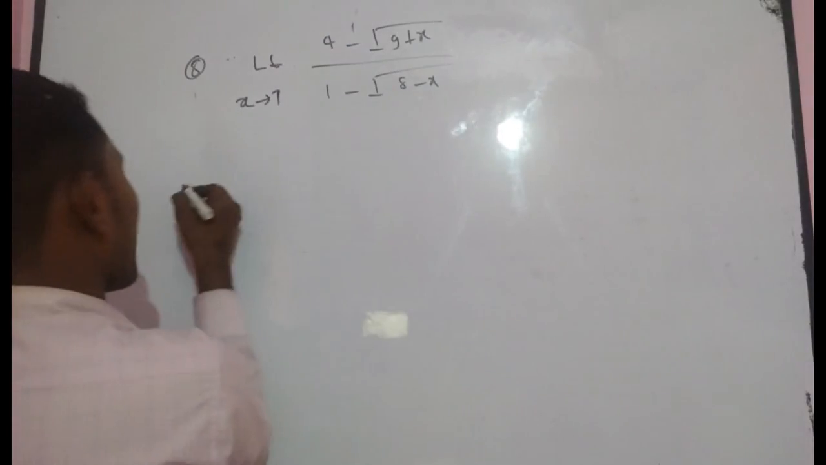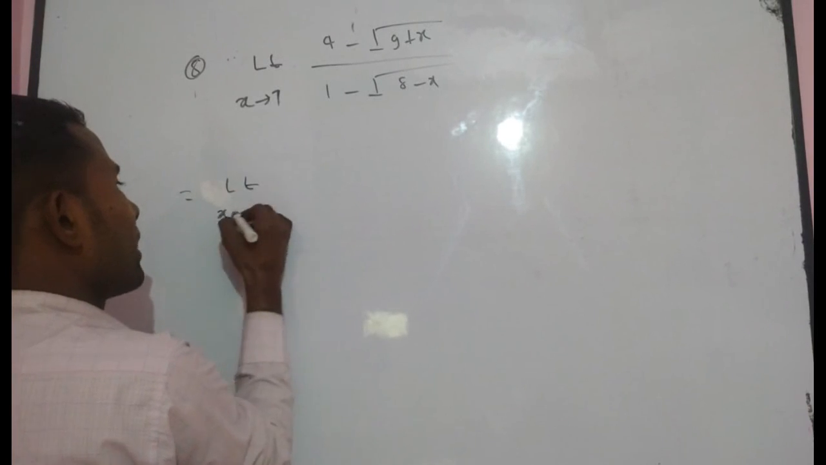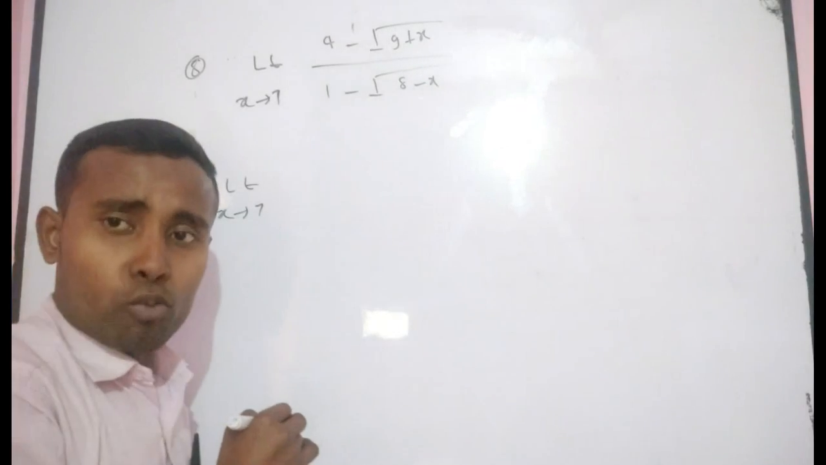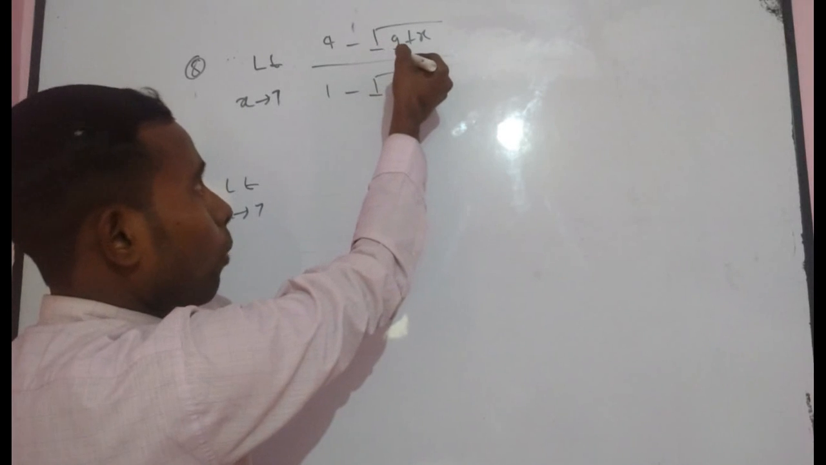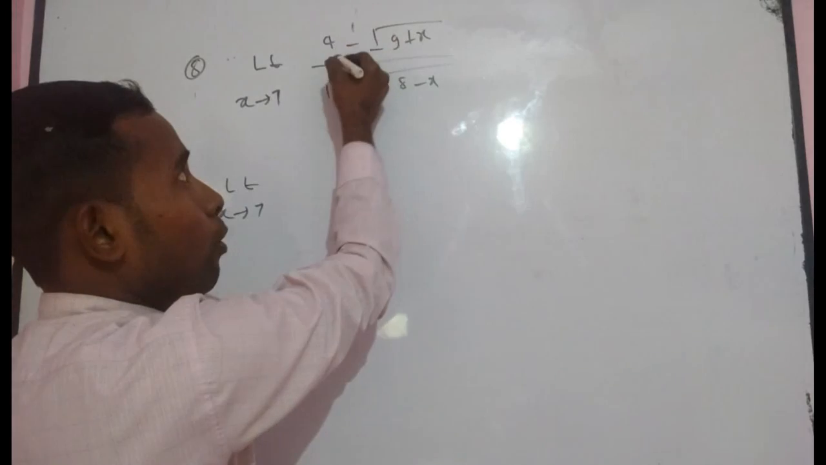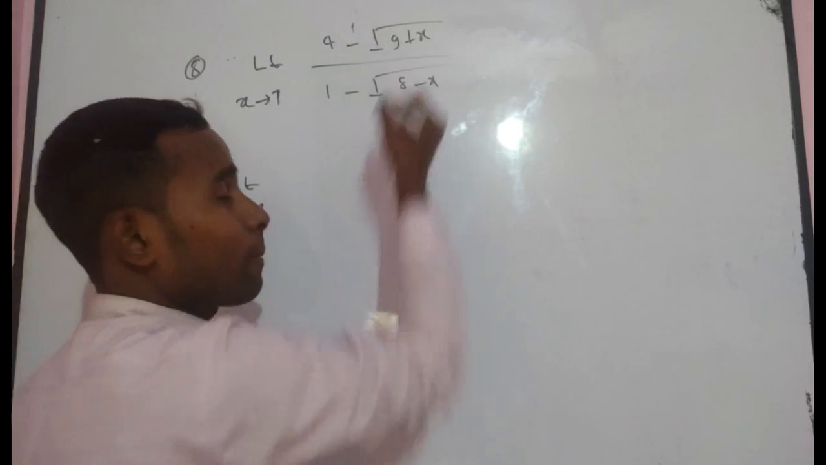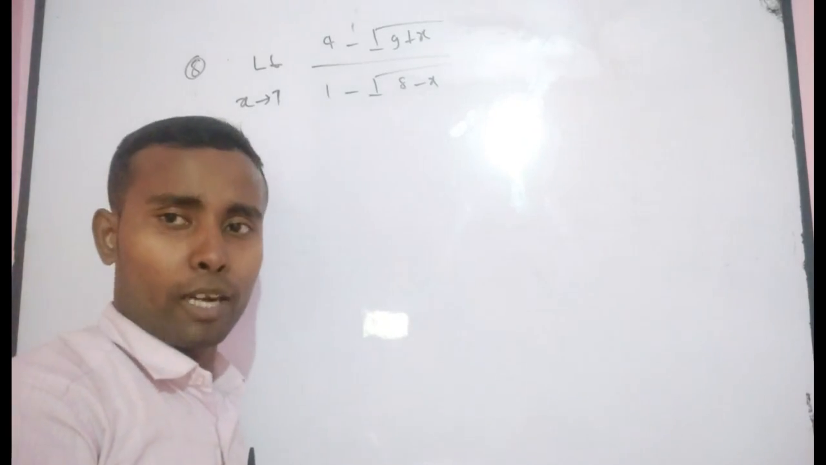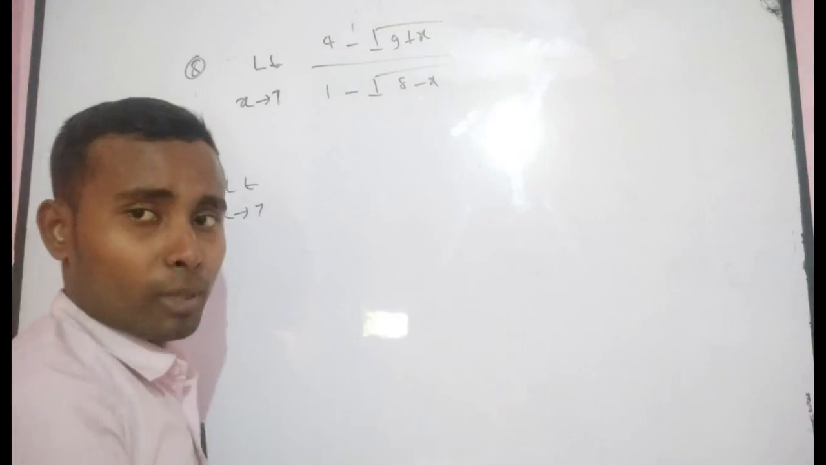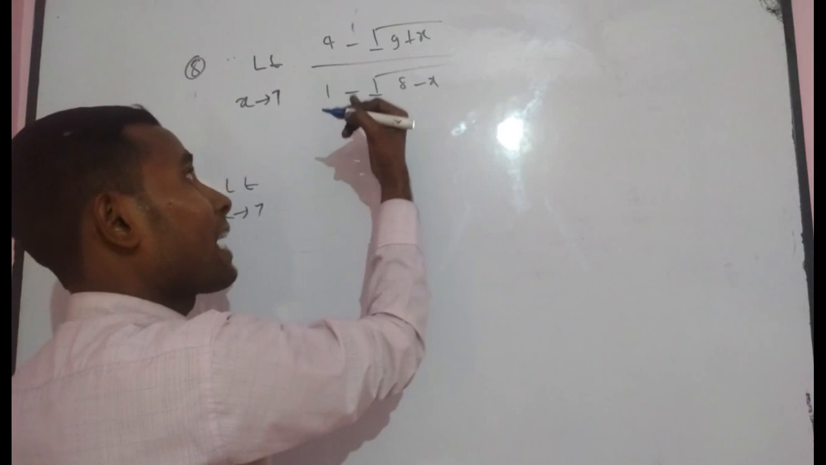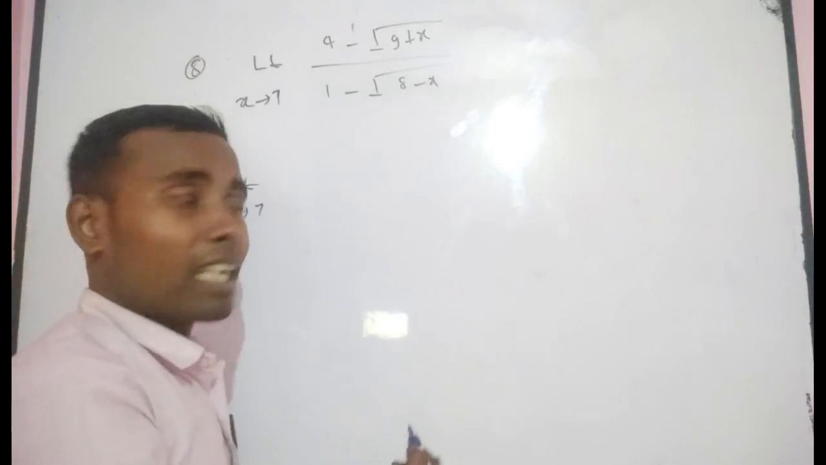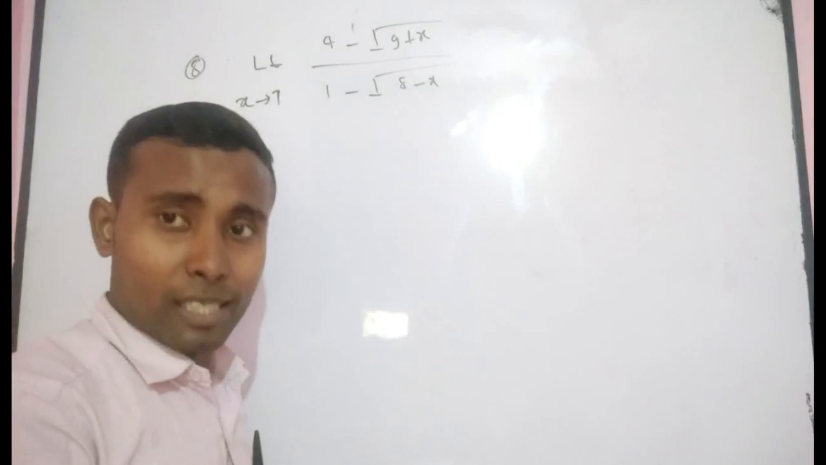So you have to multiply the numerator and denominator by what? Its conjugate factor. What is the conjugate factor of this? The conjugate of 4 minus root under 9 plus x will be 4 plus root under 9 plus x. So you have to multiply the numerator and denominator by it. Similarly, you have to also multiply the conjugate of the denominator. That will be 1 plus root under 8 minus x, in the numerator and denominator also.